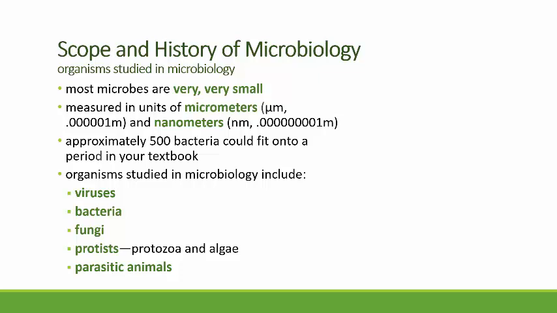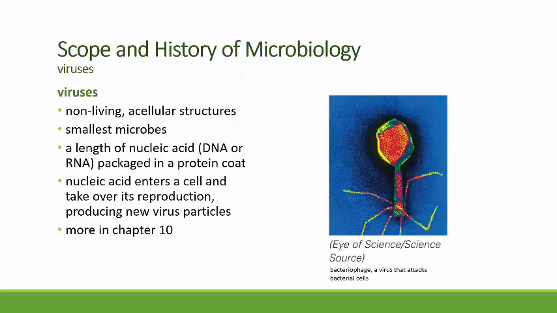For instance, the book makes the point that something on the order of 500 bacteria could fit onto one of the periods, that is, the punctuation, in your textbook. So super small things, some smaller than others, viruses certainly being at the very, very smallest end of things, and the parasitic animals that we're going to discuss are at the larger end of things. So let's start by looking at the viruses.